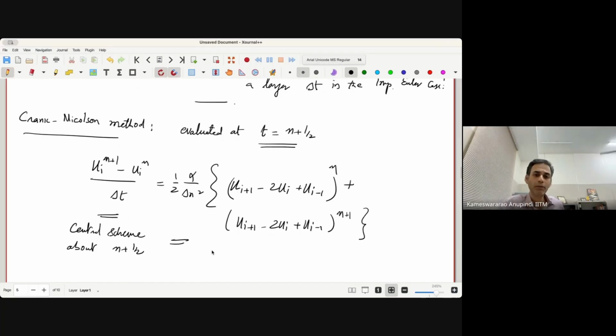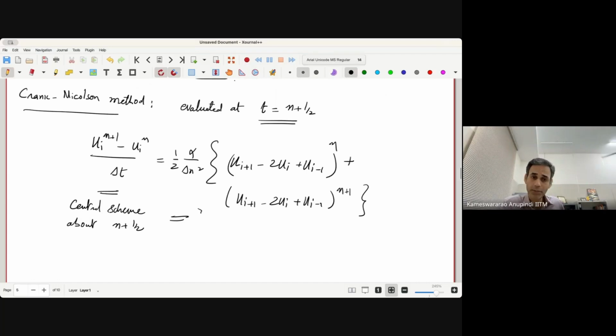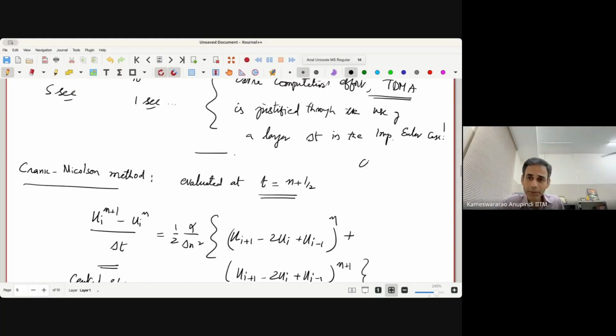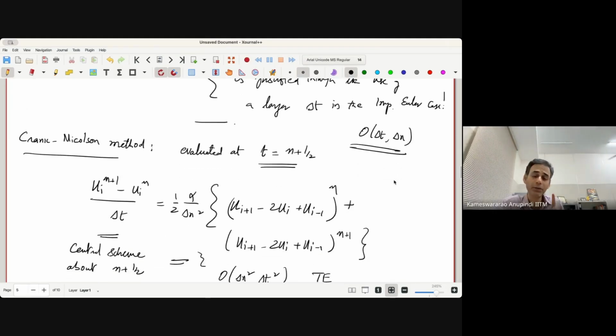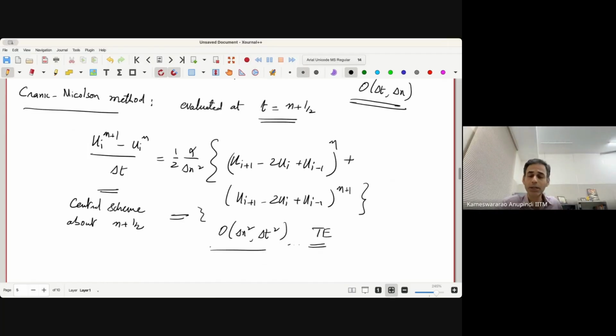Now again, we have also shown that this method is order delta x square, order delta t square, earlier in the context of calculating the truncation error. So you remember we have done this, whereas the implicit Euler and explicit Euler methods were only order delta x, order delta t, if you remember correctly. So that's why we prefer this Crank-Nicolson method, because it is second order both in space and time.